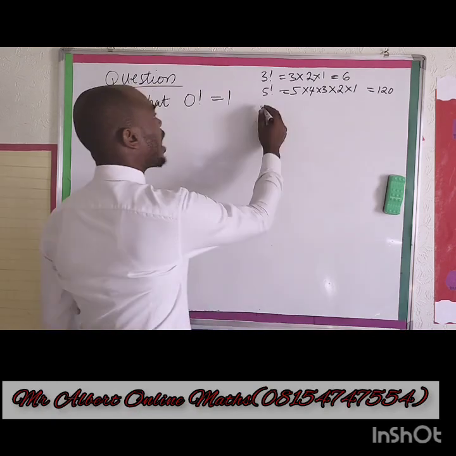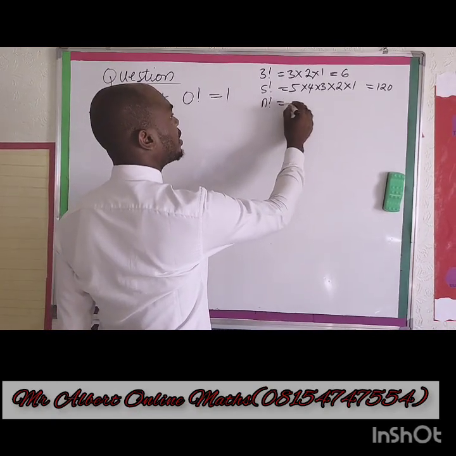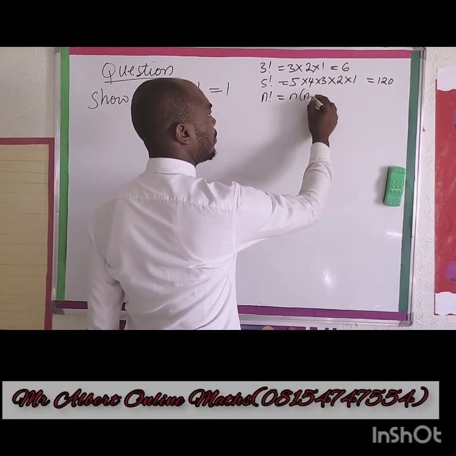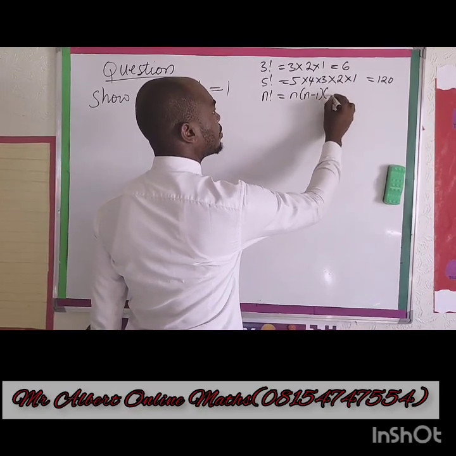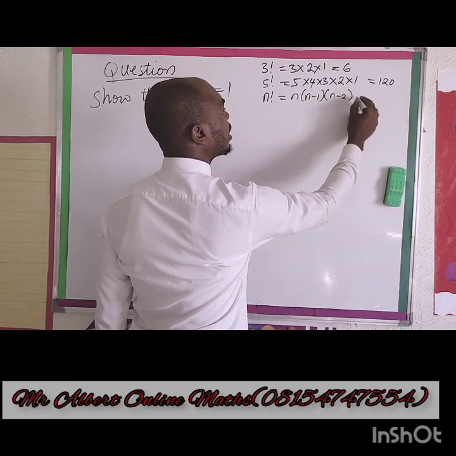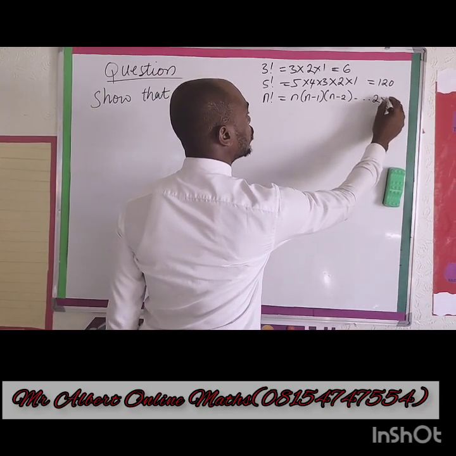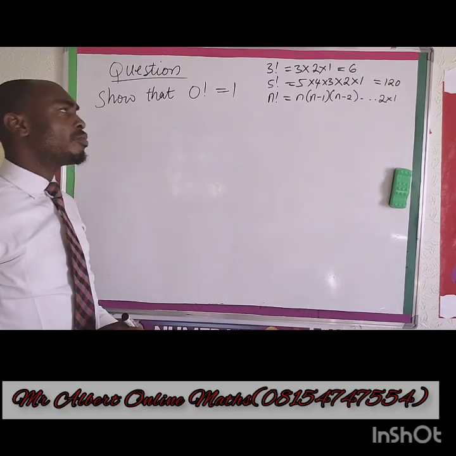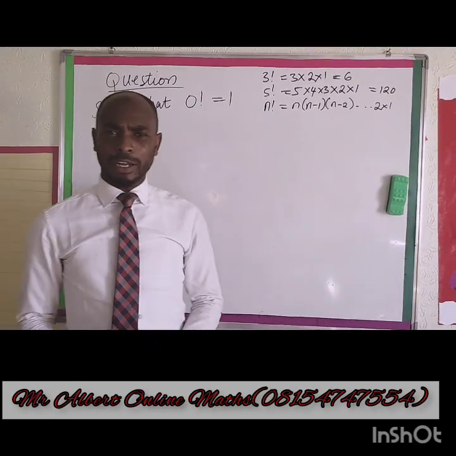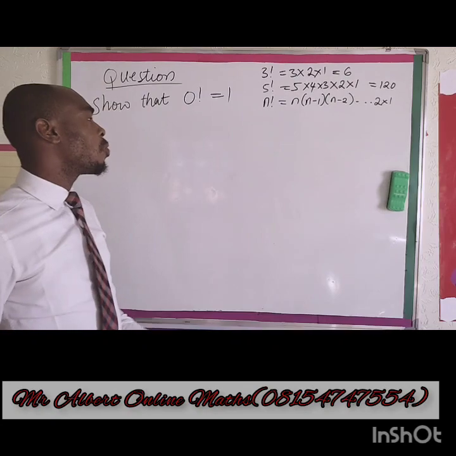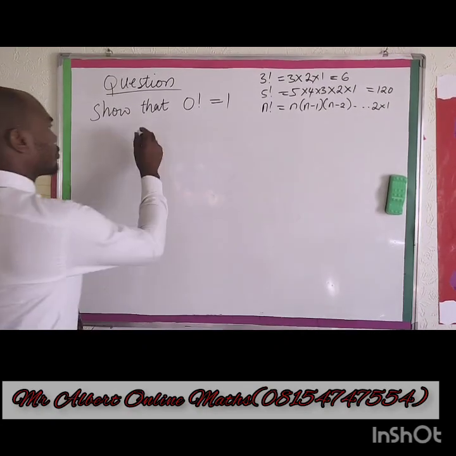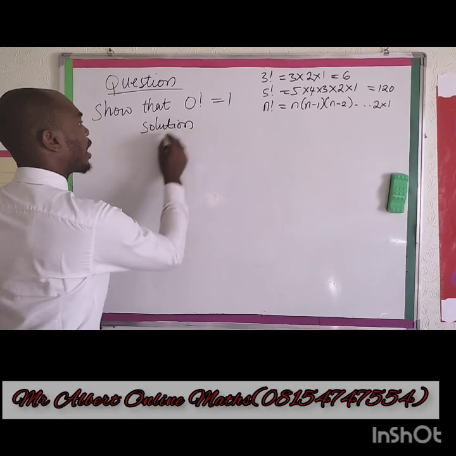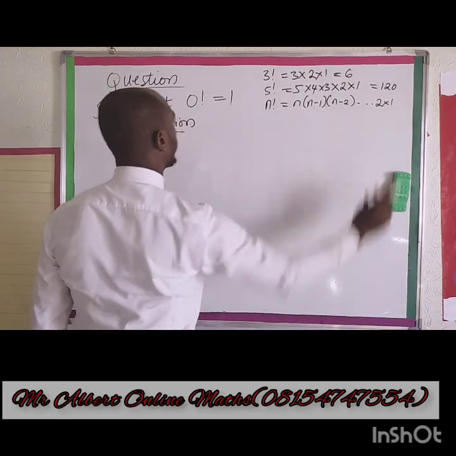So if you have n factorial, that means n times n minus 1 times n minus 2 till you get to a point where you have 2 times 1 and so on. This is the concept of factorial. So you want to see how 0 factorial can give us 1. So we are going to employ this same concept.